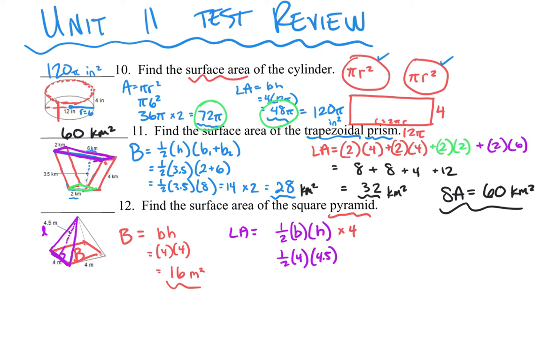All right. So we got 1/2 times 4 times 4.5, and I think that's 9. And remember, we have to multiply by 4 because there's 4 of them. So 9 times 4 is 36 square meters. All right, so I have my base area, because there's only 1 base, is 16, and then I have my lateral area is 36. So we're going to add those 2 things together, and we get a total surface area of 52 square meters.